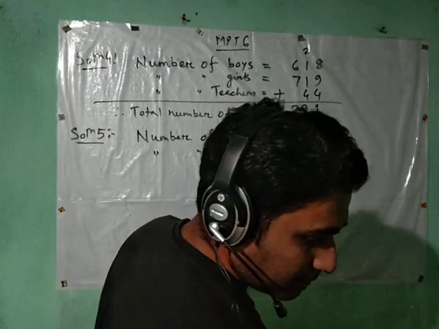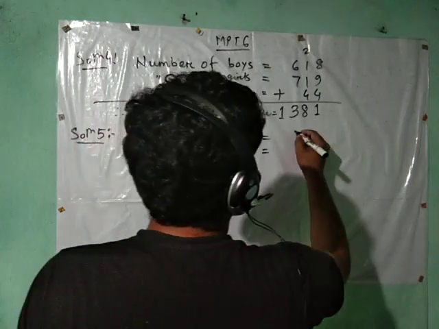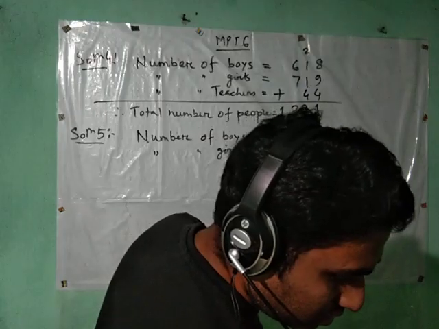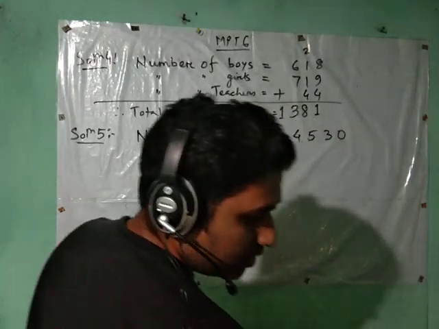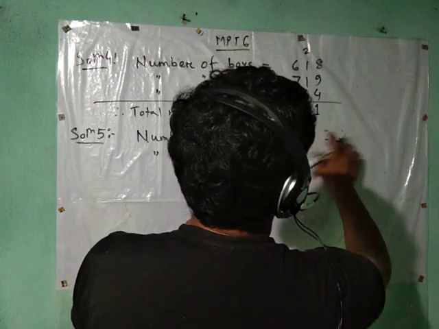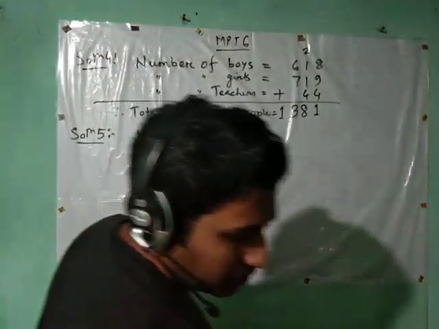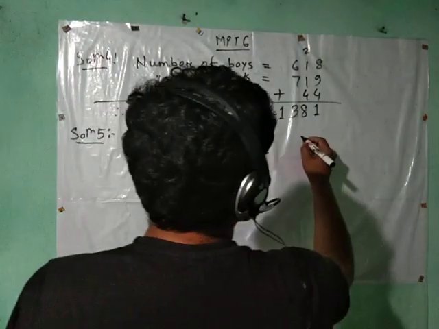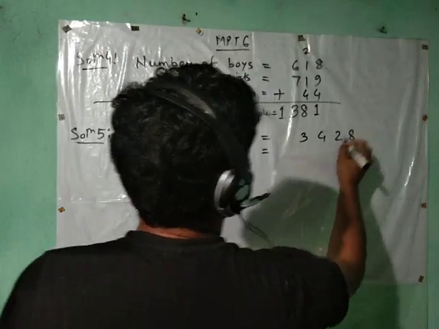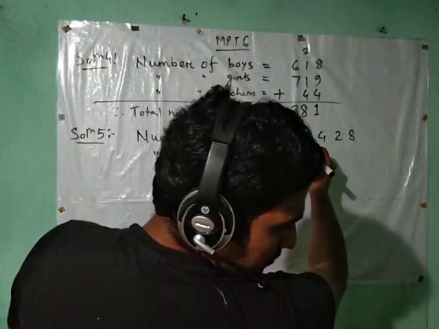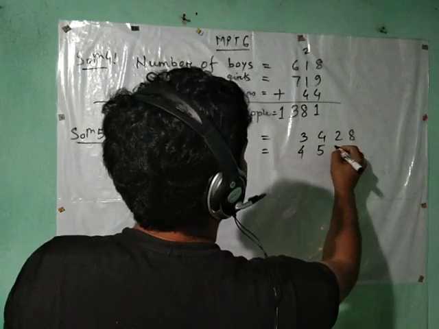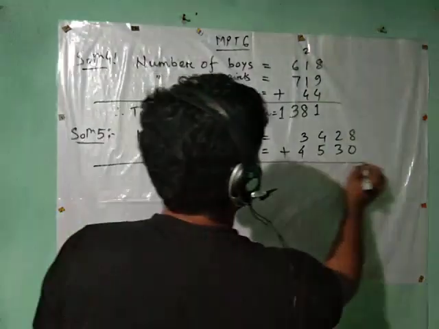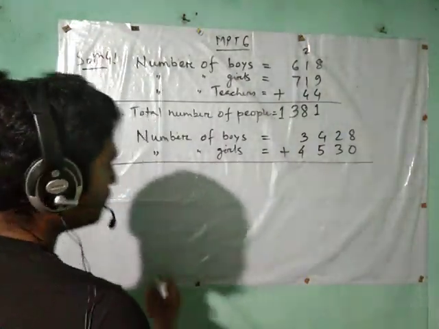Let the number be written here. 4530 number of girls are, boys are there, no? Sorry. It's my mistake. Haha, this was not boys, this was girls, right? So how many boys were there? 3428. How many girls? 4530 girls. Yes or no? Now add them. If I add, what will we get? Total number of students we will get, no?